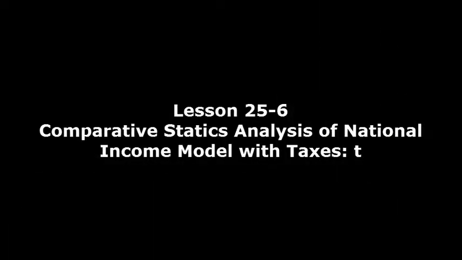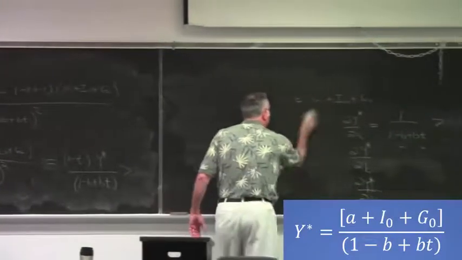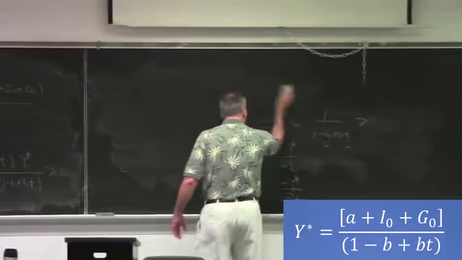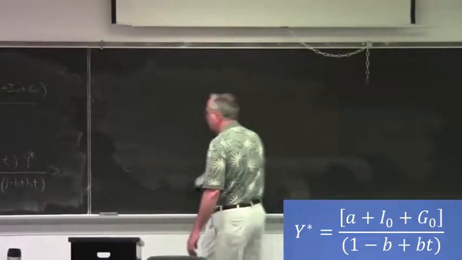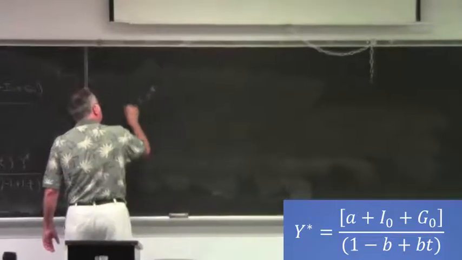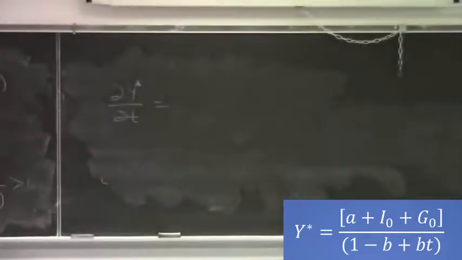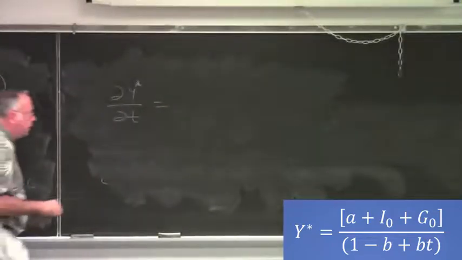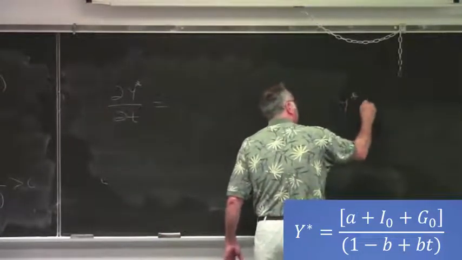Now, let's do partial y star, partial t. That's a new one. Let's get this one. Oh, I shouldn't have erased that y star, should I? Let's put it back up here quickly. Y star is this.